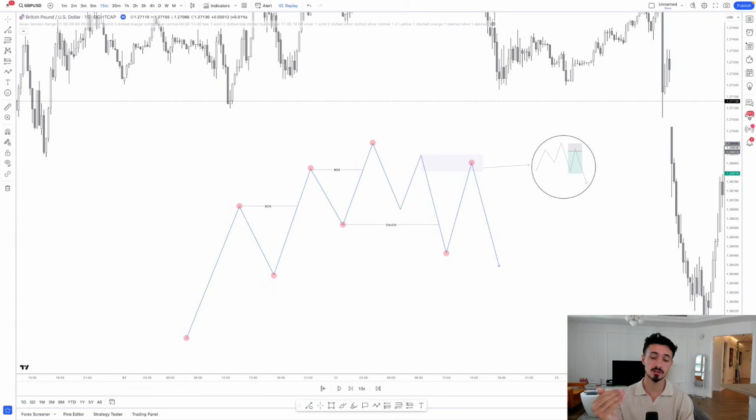So I want to first start by demonstrating the exact model that we use to get into this position first, theoretically, with the lines that you can see.